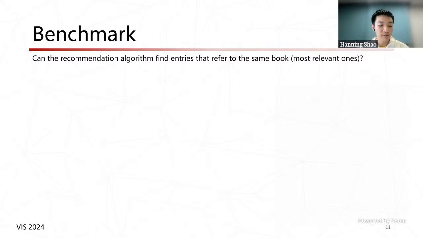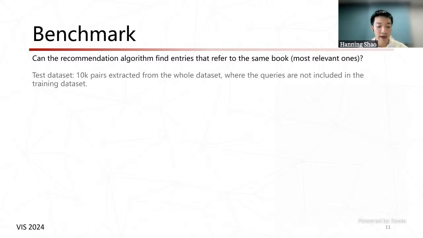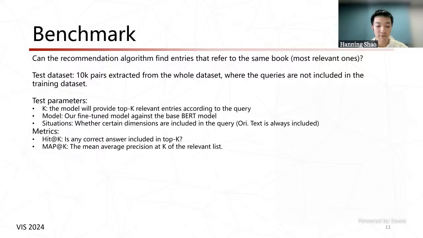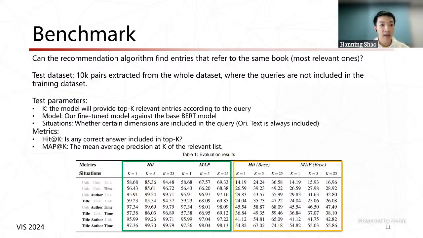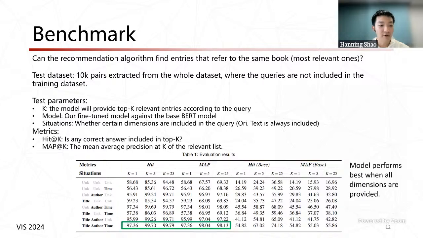And we use the benchmark to check if our model and also the recommendation algorithm can find the entries that exactly refer to the same book. We compare our fine-tuned model with the base model, and we also test the model on the different situations when different dimensions are marked. And here, the original text is always here, and we set it visible all the time. And you can see that our fine-tuned model performs much better than the base model. And when all dimensions are provided, the model performs very well.